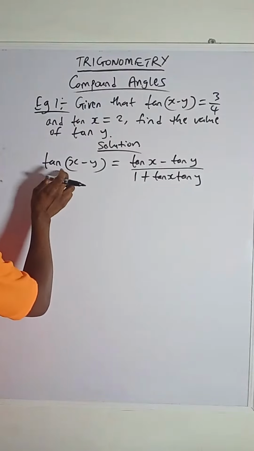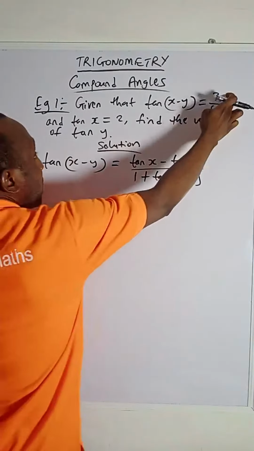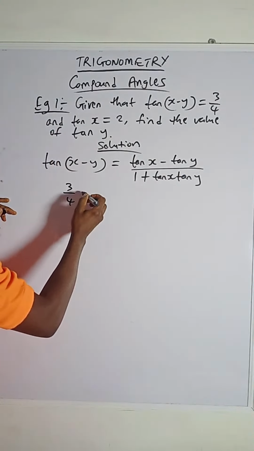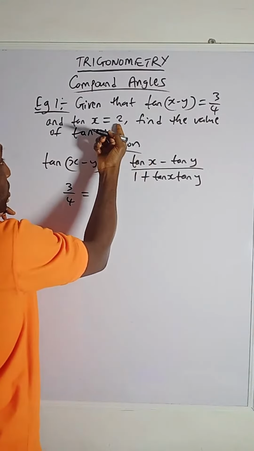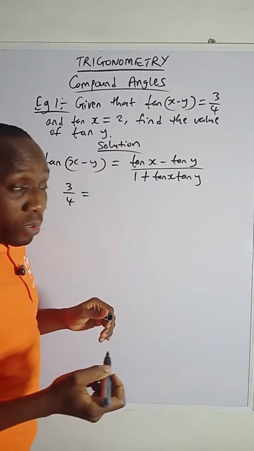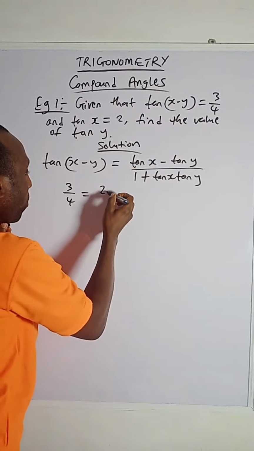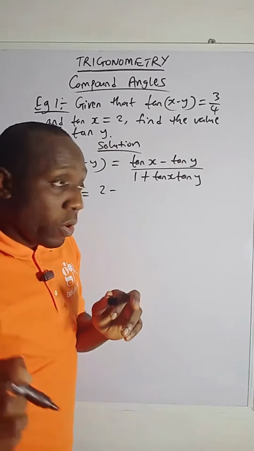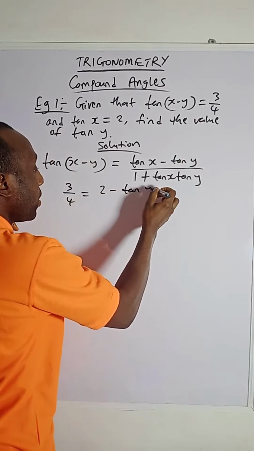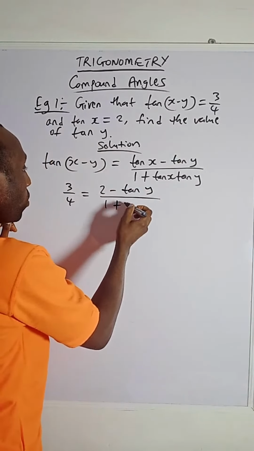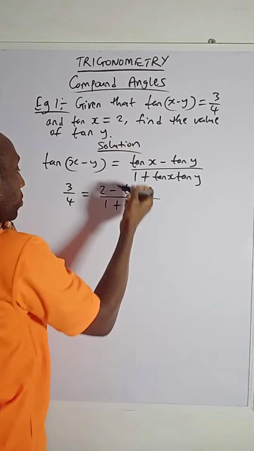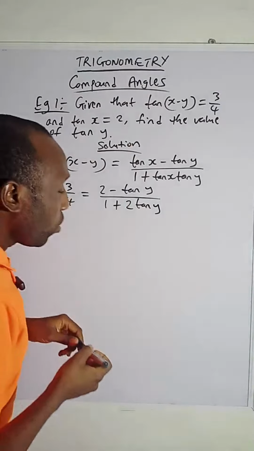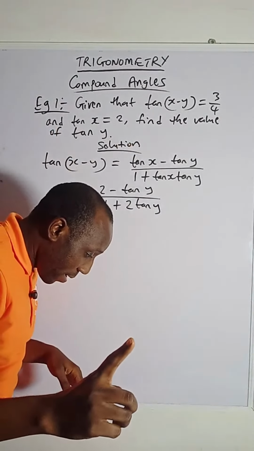So let's do this now. Now they give us tan(x minus y) as what? 3/4, as you can see here. So I'm going to substitute that here. 3/4 is equal to tan x, which is 2. It's on the board. So write 2 minus tan y. We don't know what that is. We're trying to get tan y, okay? So tan y, all divided by what? 1 plus tan x, which is 2. So put 2 here, then tan y. We still don't know what that is. So I'm going to cross multiply.